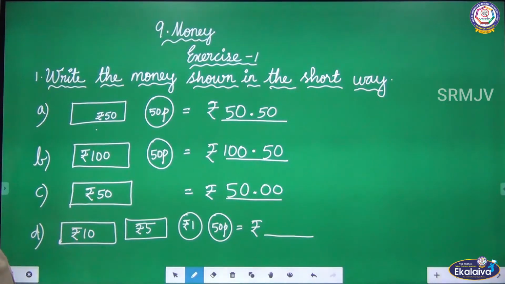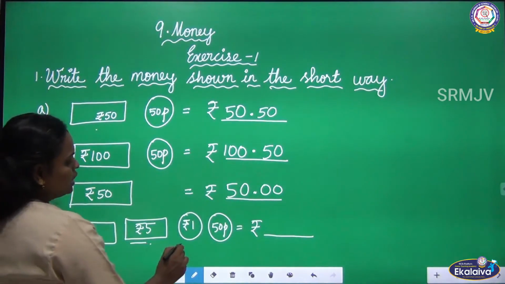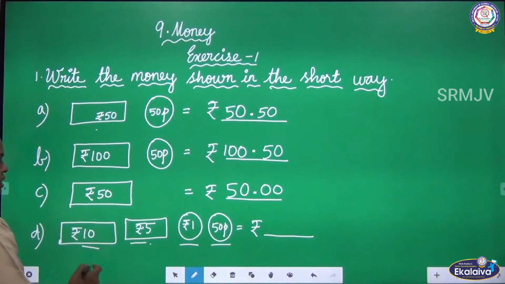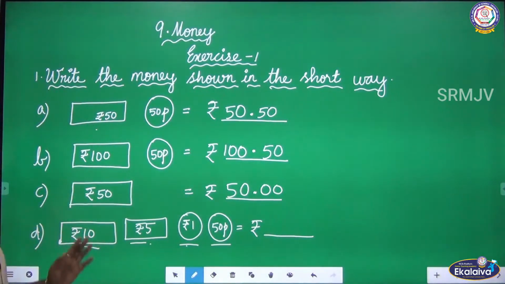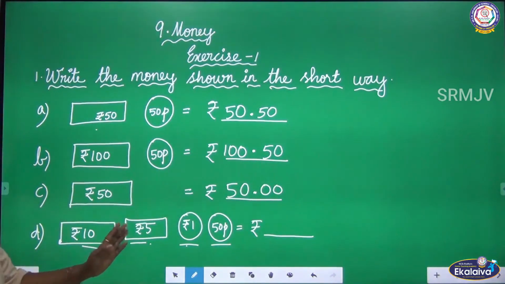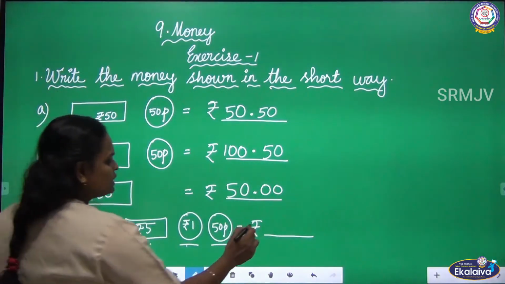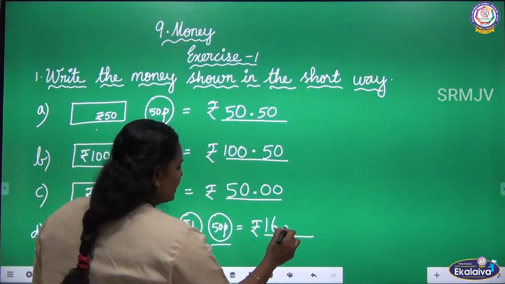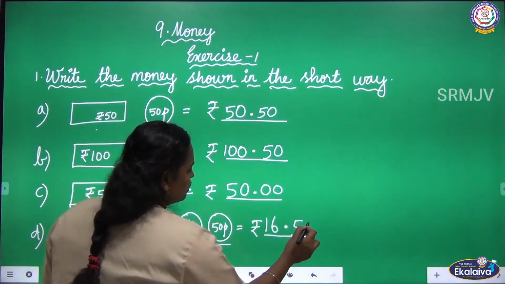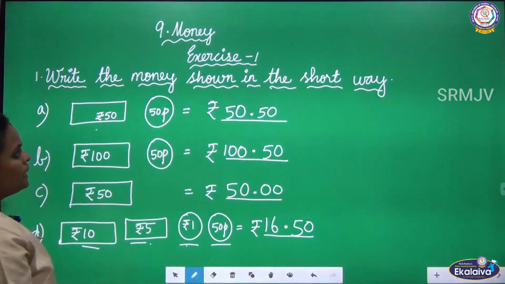Next, 10 rupees, 5 rupees, then 1 rupee, then 50 paise. So you can add the rupees. So what is 10 plus 5 is 15. So 15 plus 1 is 16 rupees. So how much rupees have they given? 16 rupees. Then paise is only 50 paise. So you can write 50 paise.